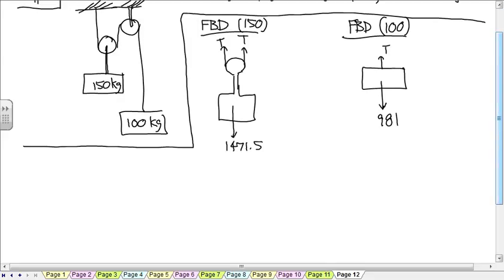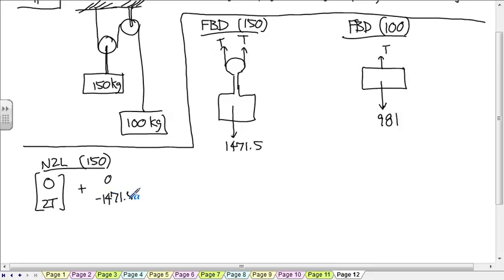Okay, so Newton's second law for the 150 says 0, 2T plus 0, negative 1471.5 is equal to the mass times the acceleration. Do we know anything about the acceleration, the magnitude, or the direction? Yeah, we know everything's going to happen in the y direction, so let's just call this 0, a150.